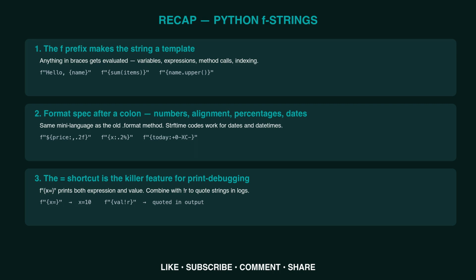Third, the equals shortcut for print debugging. f brace x equals prints both the expression and the value. Once you start using it, you won't go back.